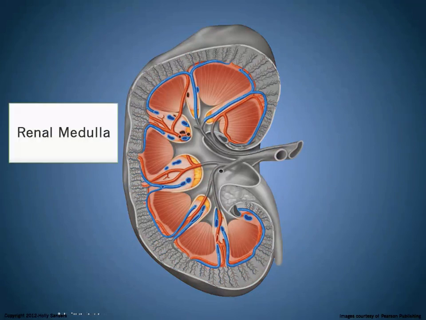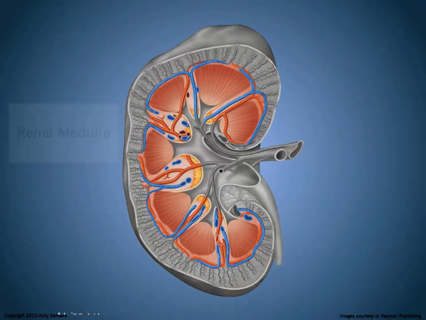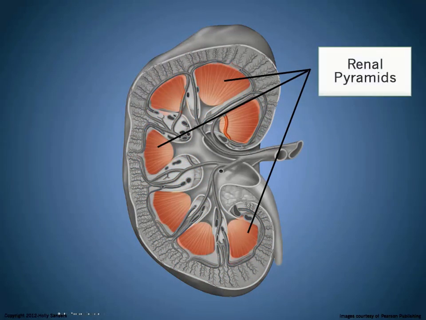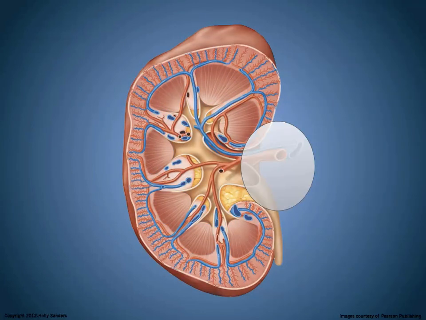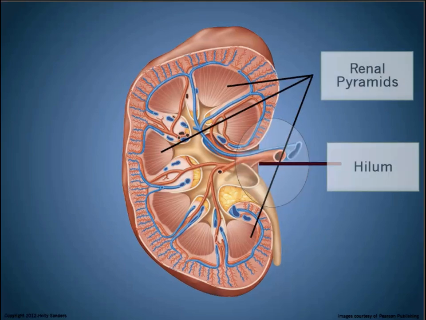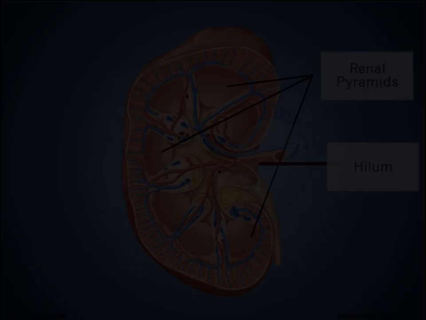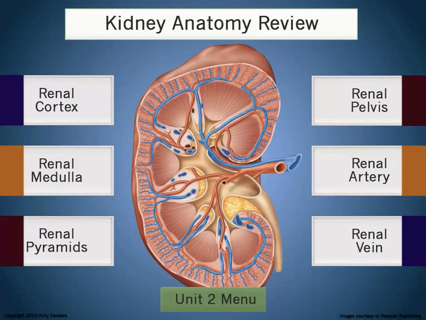The renal medulla has many triangular regions called the renal pyramids. The area where the ureters and blood vessels enter and exit the kidney is called the hilum. Unit 2 review.